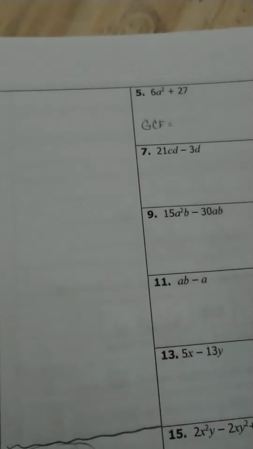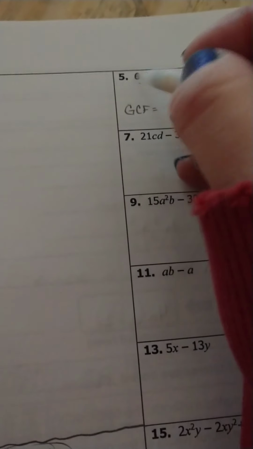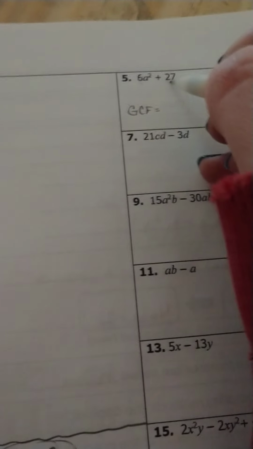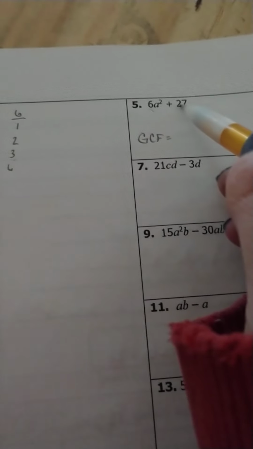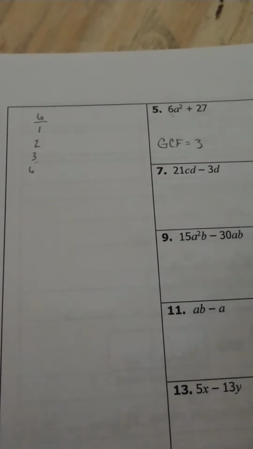So number 5, GCF, you're talking about 6 and 27. Start with your smaller one. Does 6 go into 27 evenly? No, it does not. Your factors of 6 are 1, 2, 3, and 6. So start going down the list. Does 3 go into 27 evenly? Yes, it does. So our GCF is 3.